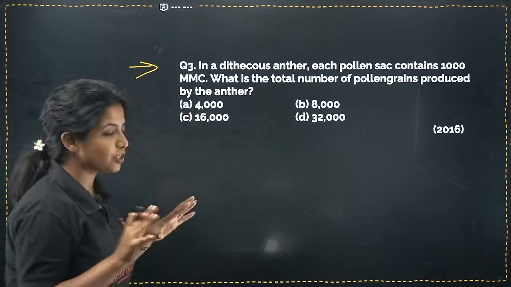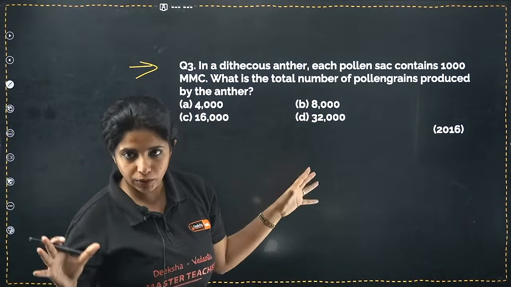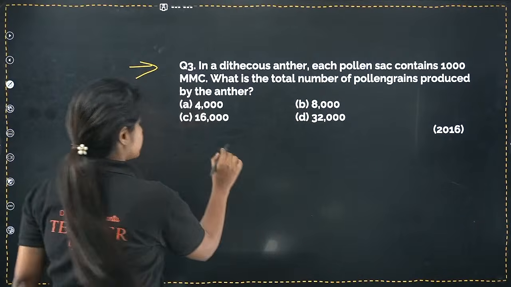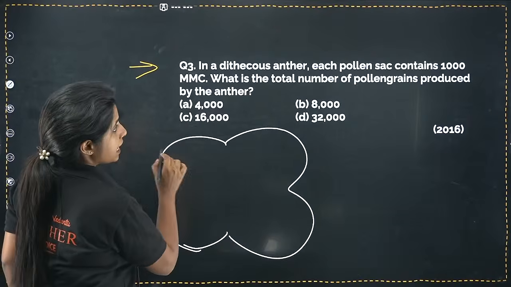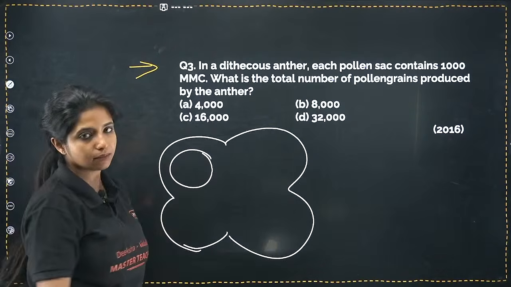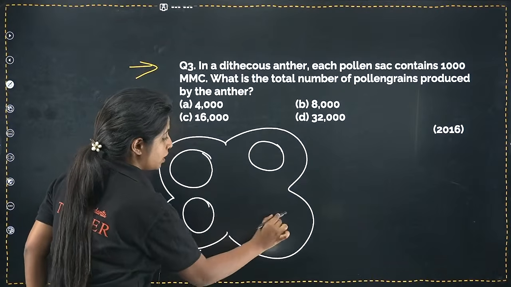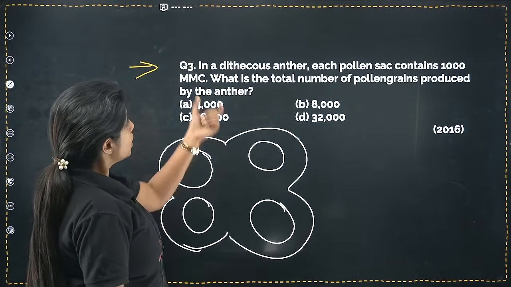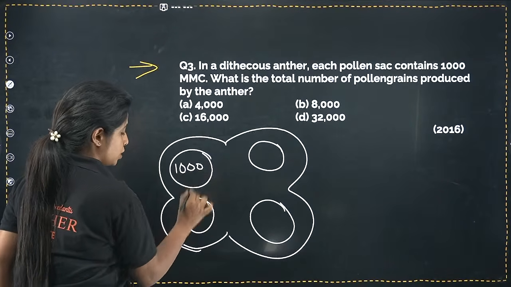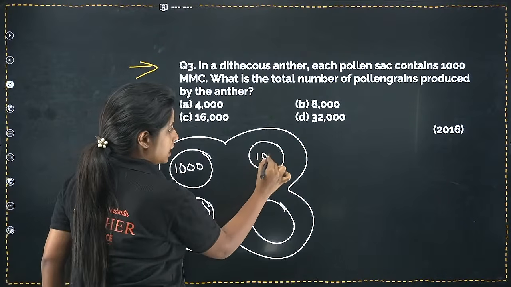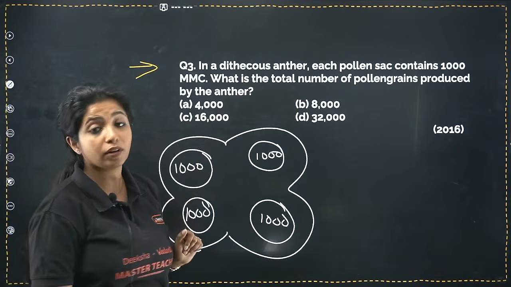So guys, listen to me very carefully. In a dithecous anther, that means it has 2 theca. Each pollen sac contains 1000 MMC. Again, we have to imagine an anther. Over here, the pollen sac is basically nothing but the microsporangium. So here you have a microsporangium, here a microsporangium, here a microsporangium. The pollen sac contains 1000 MMC. Here you have 1000 MMC, here also 1000, here also 1000, here also 1000. Done. Now, what is the total number of pollen grains produced?